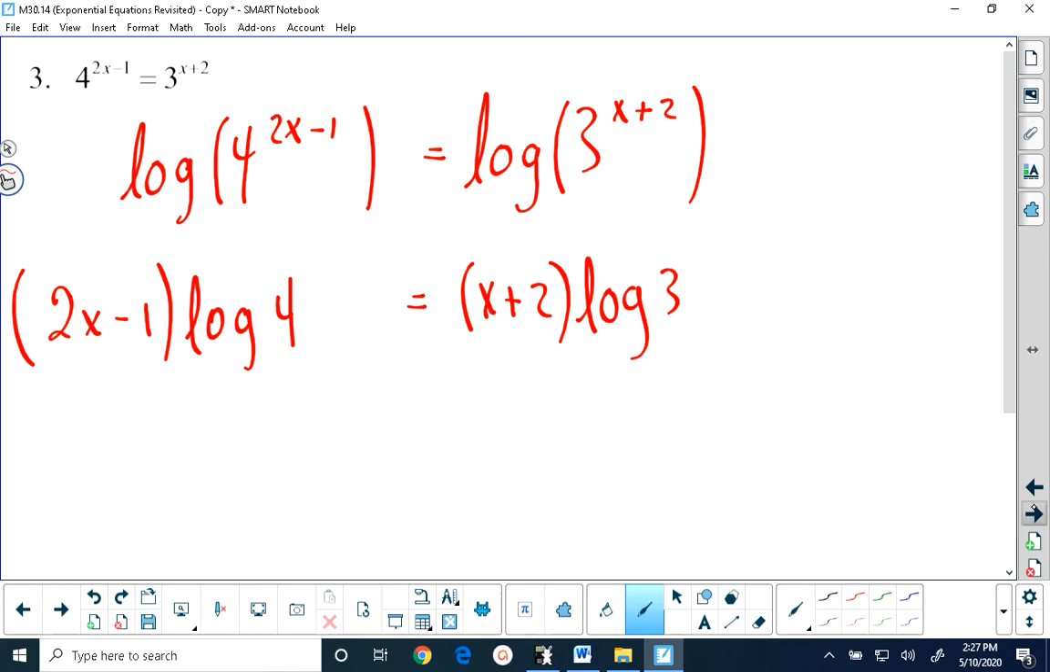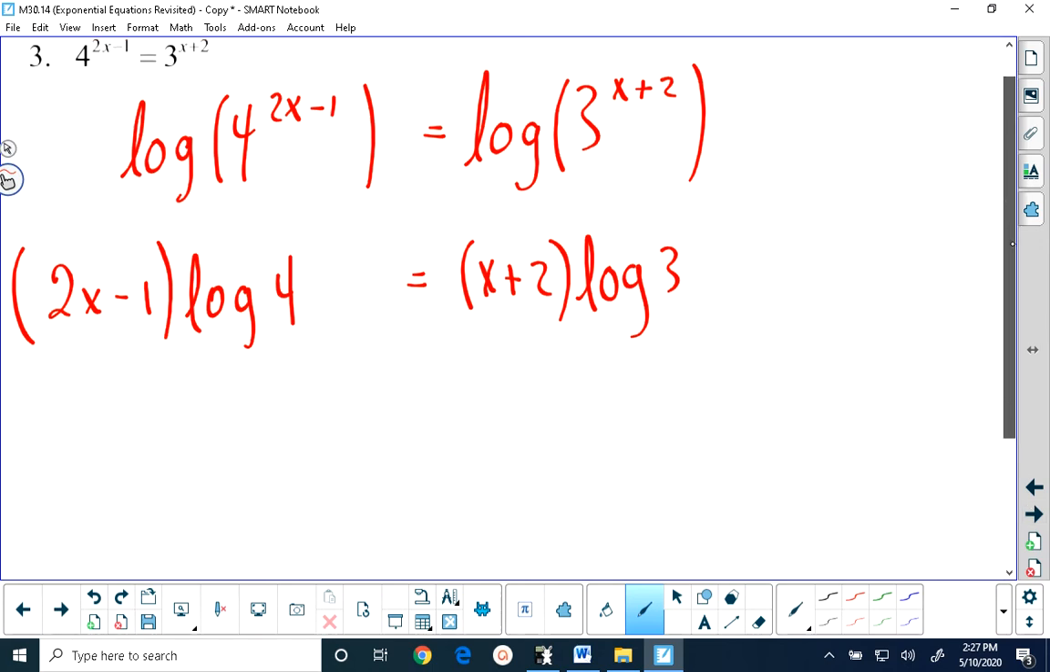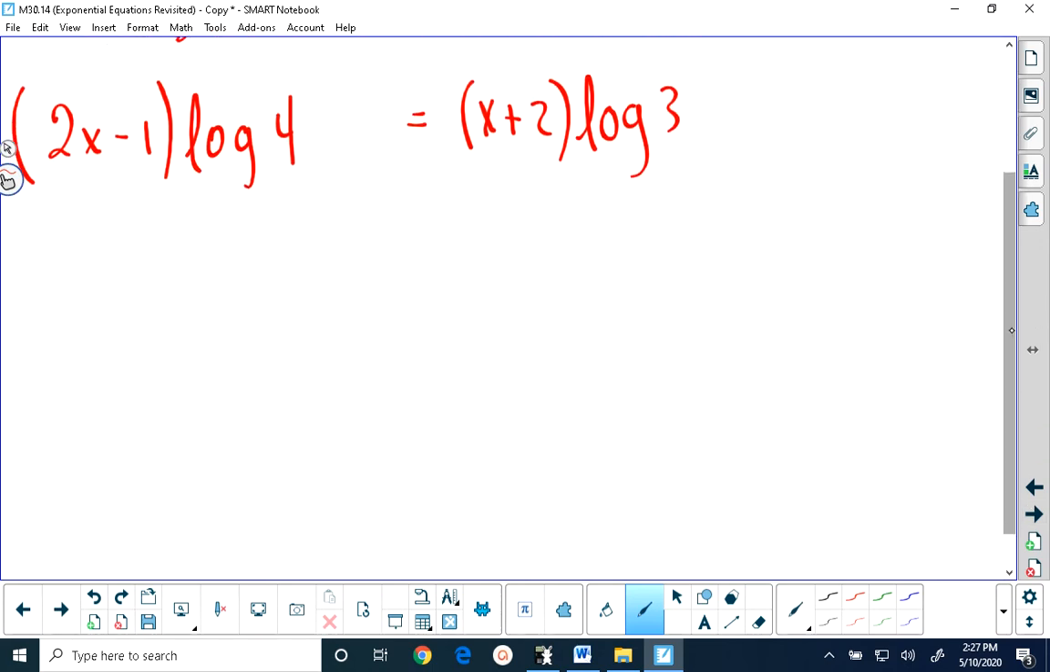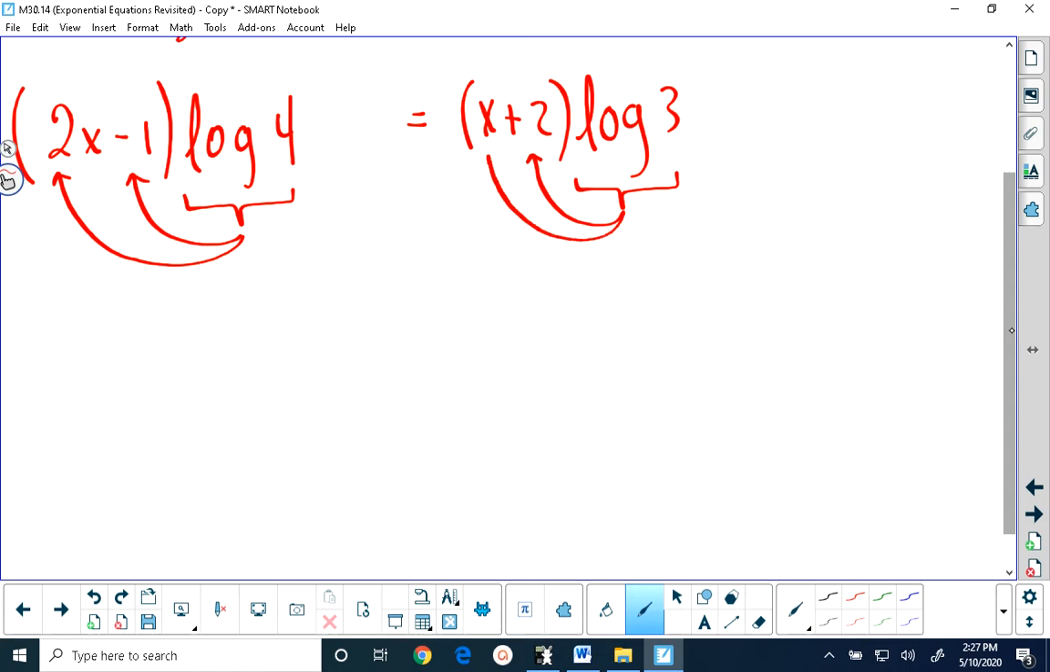Now, in order for us to get x by itself, you have to follow a very specific procedure. So you want to pay very careful attention to the steps that I outline here. The first thing that you need to do is take the logarithm and distribute it through multiplication into that binomial. And you have to do that on both sides. Always have to multiply things out.